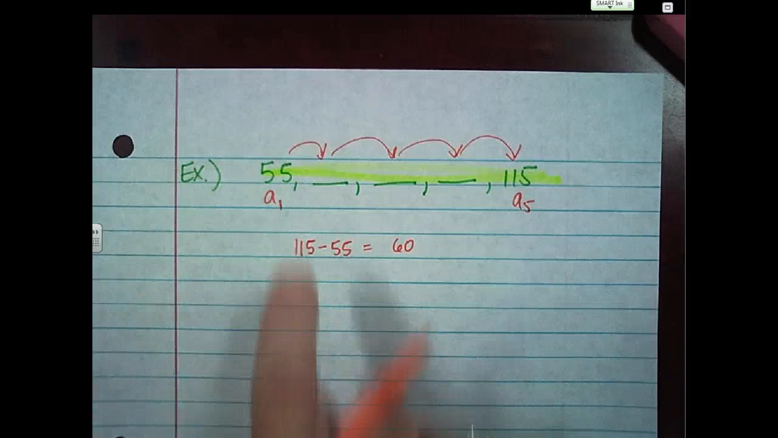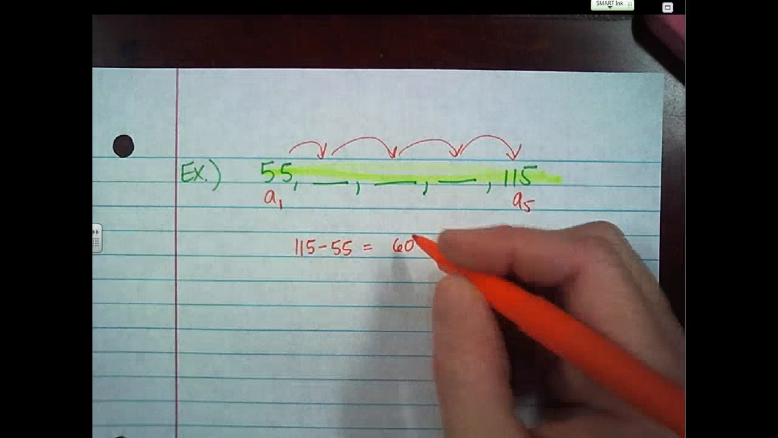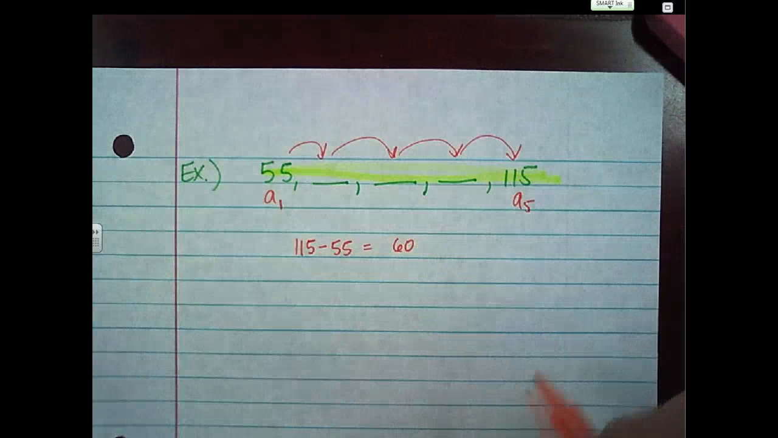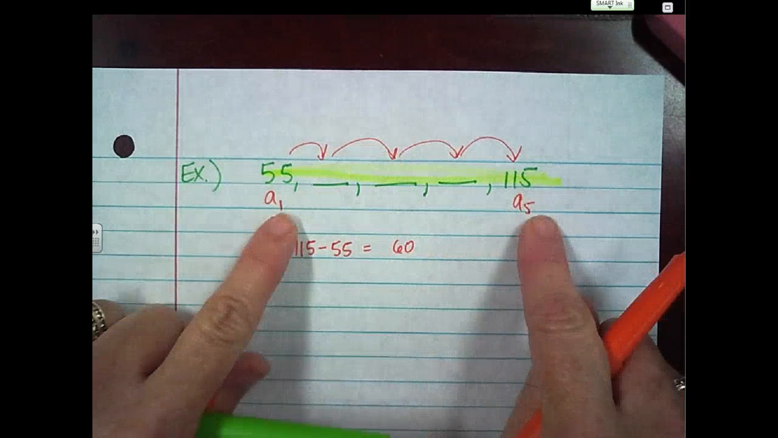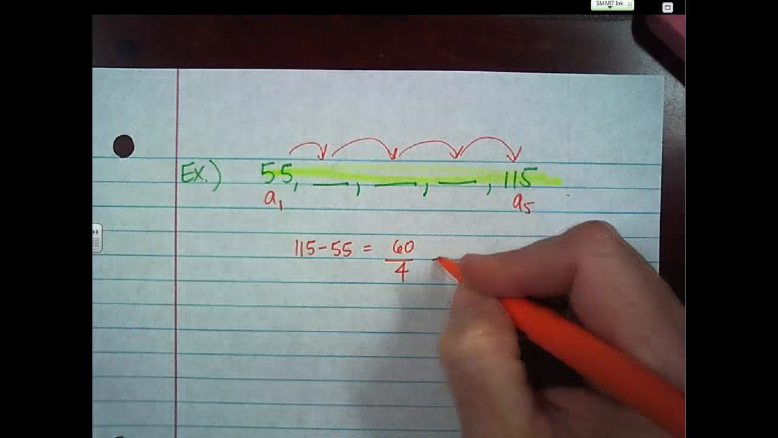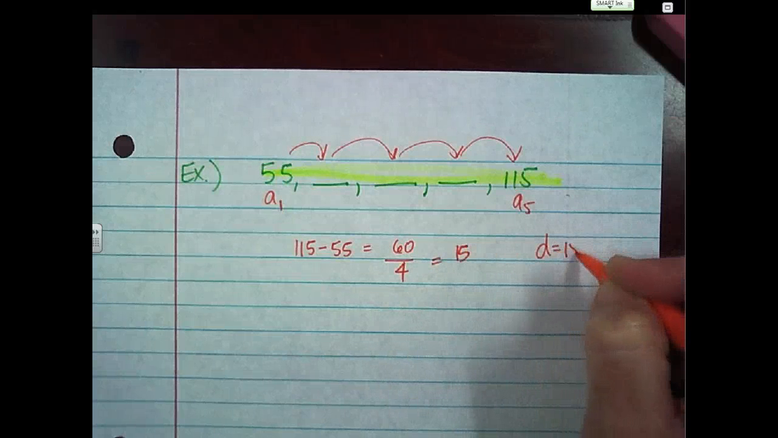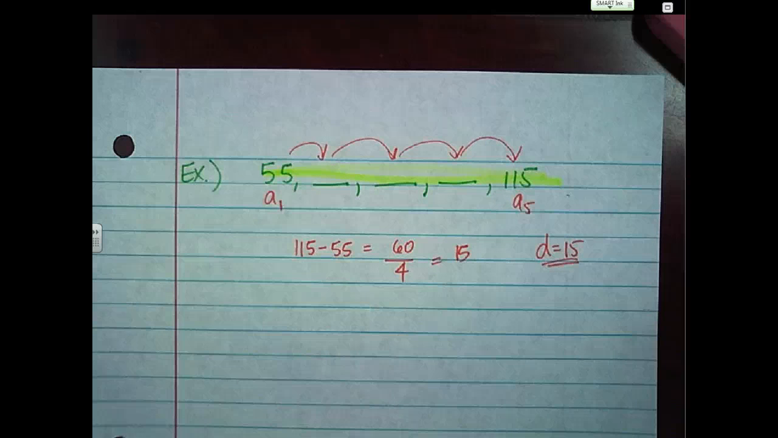How many jumps were there? 5 jumps, so divide by 5. No, not 5, are there 4? 4. Thank you, because 5 minus 1 is 4. So there are 4 jumps. That gives me how much per jump? 15. So the common difference is 15. Now that you know that, it's easy to find each one.